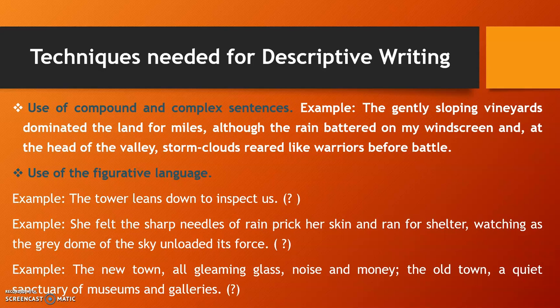The last one is the new town, all gleaming glass, noise and money, the old town, a quiet sanctuary of museums and galleries. In the last one, there is a use of juxtaposition, contrasting new and old town, being noisy and quiet at the same time. That is all about developing an effective descriptive response in extended writing.